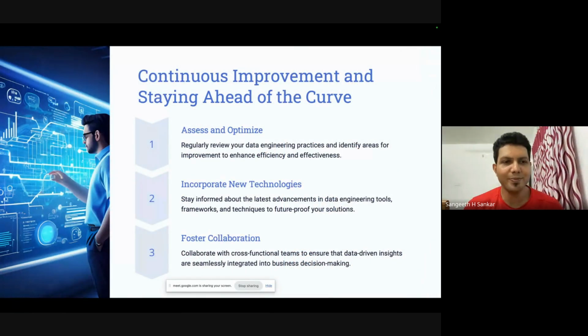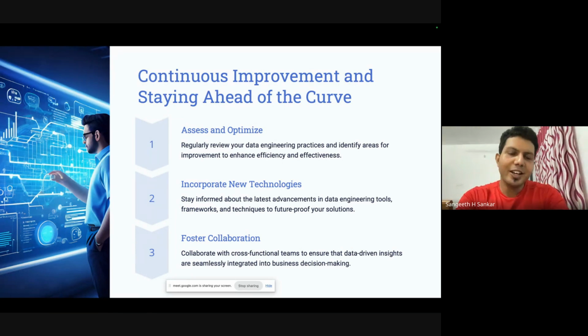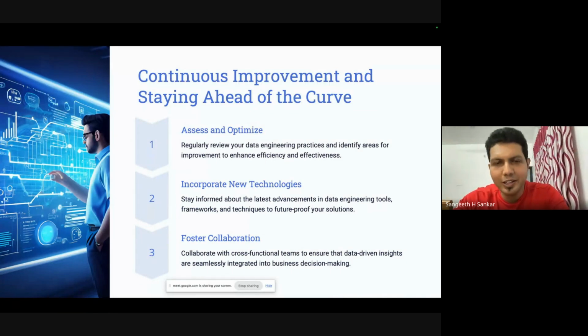Moving forward, even if you get skilled in some of those tools, it's not the end. This data engineering field itself is just growing day by day. Every day you are seeing some new tools with some optimizations on top of it, right? So it's a continuous improvement. You really need to review your data engineering practices, identify the areas of improvement, some of the things to make your life much easier. The Gen AI, which recently came up, right?